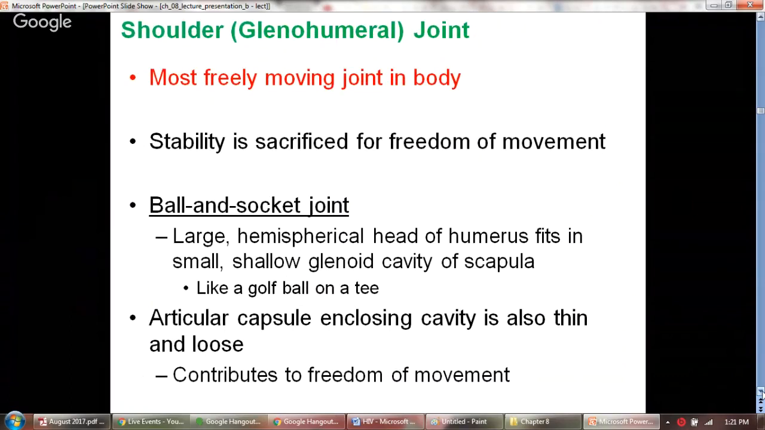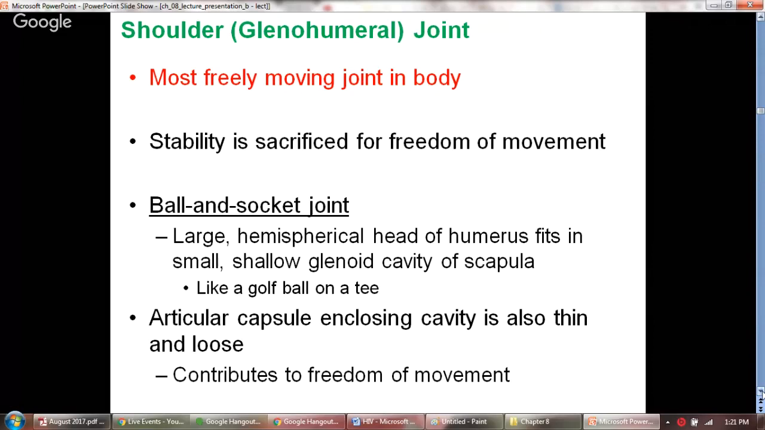The next big synovial joint, or the large synovial joint that we need to know, is the shoulder or the glenohumeral joint. This is the most freely moving joint in the body, and because it has to provide a wide range of movement, the stability of the joint has been sacrificed for the freedom of its movement.